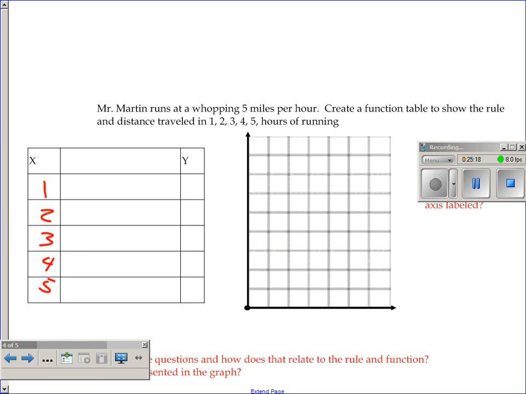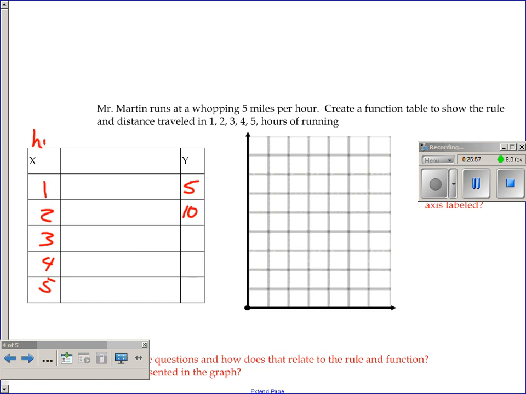When I run 1 hour, how far will I travel? 5 miles. Everybody agree? How do we know that? 1 times 5, the 5 miles per hour. So Zoe, when I slog for 2 hours, how many miles will I have traveled? 10. Zoe, can you tell me what my rule is?